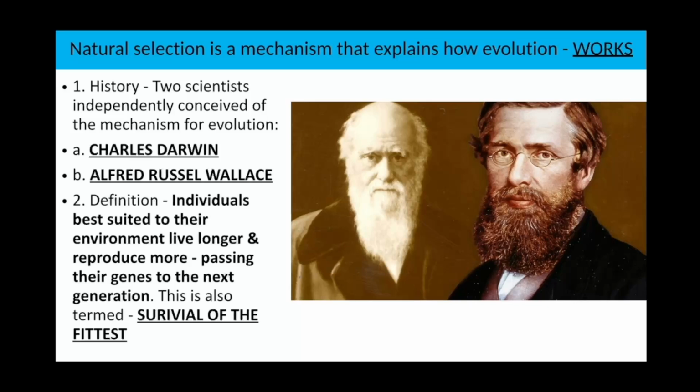So when we talk about natural selection, what we mean by that is that individuals who are best suited to their environment are going to be more likely to live and reproduce. So they pass their genes on to the next generation. So we call that survival of the fittest. So natural selection is nature choosing those individuals that are best suited to their environment.